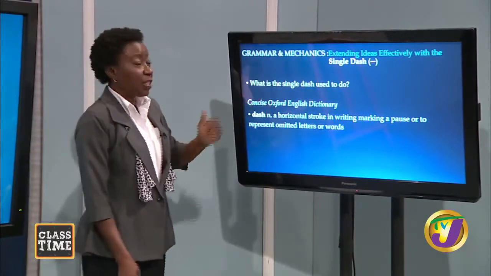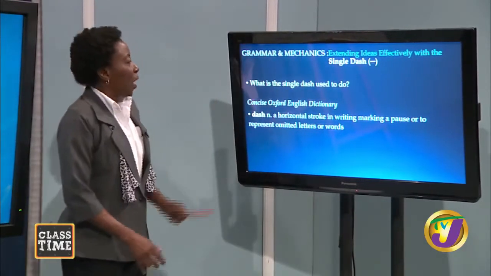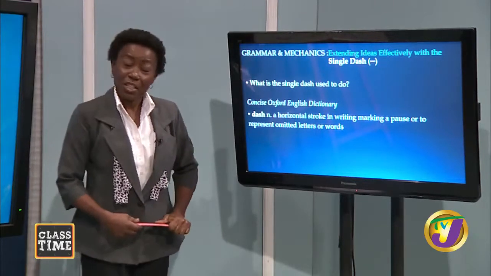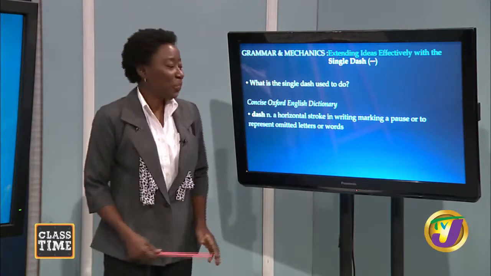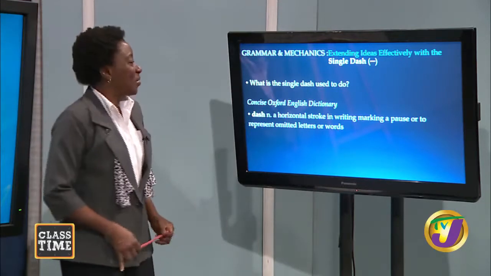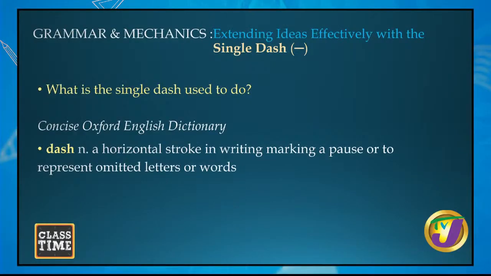Now, what is a single dash used to do? According to the Concise English Dictionary, dash, in grammar and mechanics, is a horizontal stroke in writing, marking a pause or to represent omitted letters or words. It can mark a pause or represent omitted letters or words.